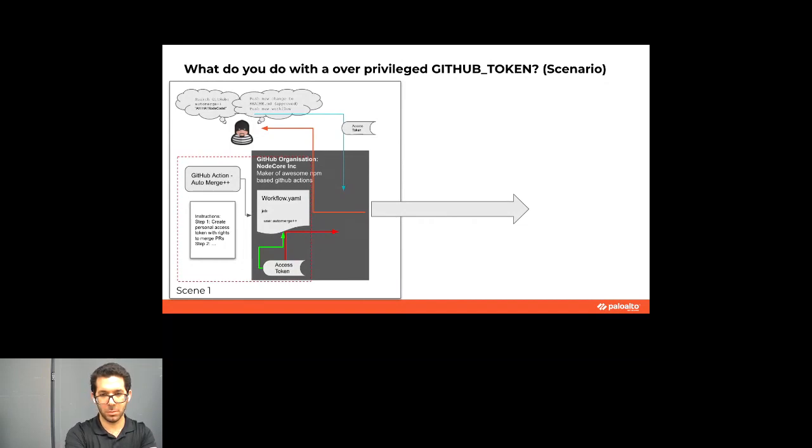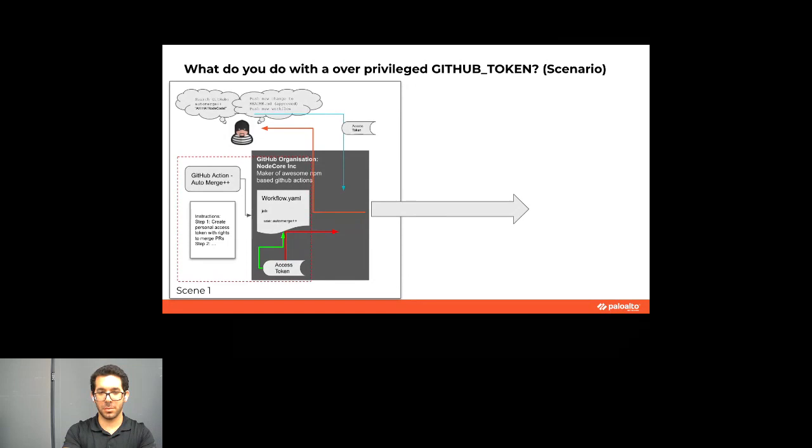Super duper. So then I went and searched GitHub to find out who uses this auto merge, because then I know that they have a GitHub token that I want, because otherwise they wouldn't be using this action. It turns out I found an organization, I made that name up, NodeCore, that makes other GitHub actions. And they're using the auto merge on their own GitHub action creation. So I thought, excellent, this is fantastic.